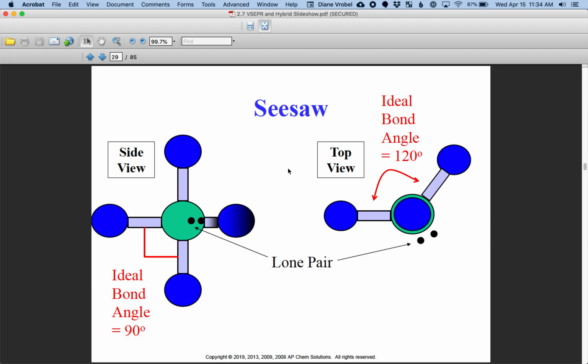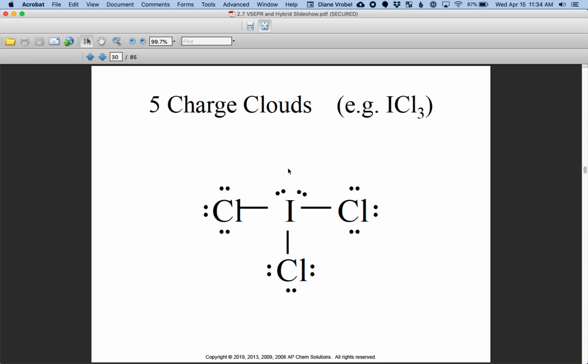So the good news is these 2 sets of molecules that exceed their octet have very similar bond angles. They just have different names. So I would make sure that you maybe make some virtual flashcards so you can get familiar with the different names. Okay, here we have 5 charge clouds, and we have 2 sets of lone pairs.